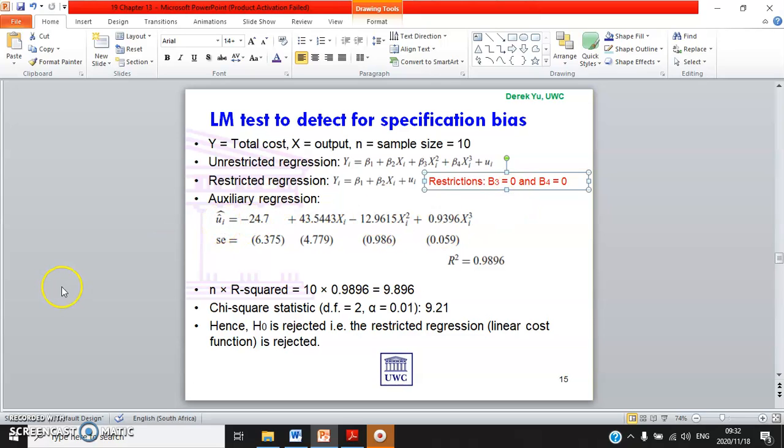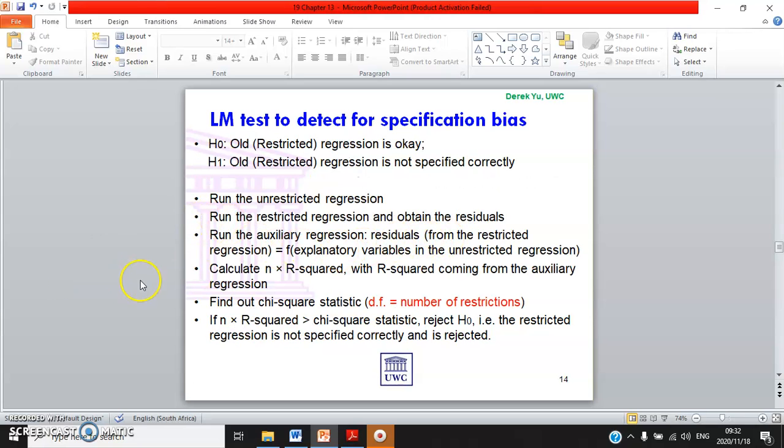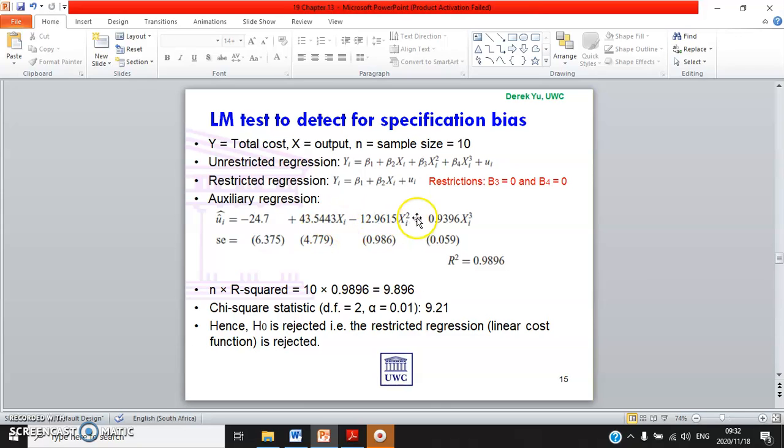Auxiliary regression: the residuals coming from, I just want to go back to the last slide, the restricted regression as a function of all the explanatory variables from the unrestricted regression. Now I can work out n times R squared from the auxiliary regression. It is 9.896, and then the chi-square degrees of freedom is the number of restrictions, 2, alpha is 1%, 9.21. Since n times R squared is greater than the chi-square stat, we reject the null hypothesis, meaning there is something wrong with the restricted regression. In other words, this restricted regression, just running it as a linear cost function, is wrong. So we reject it. Or we can say the unrestricted regression is bad.